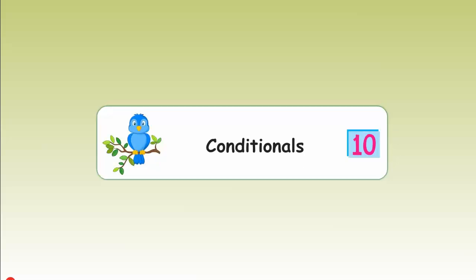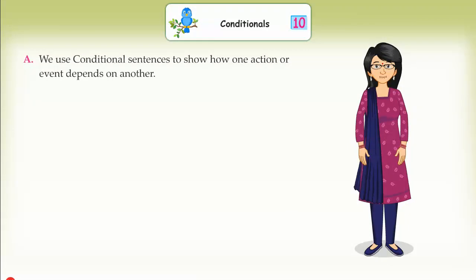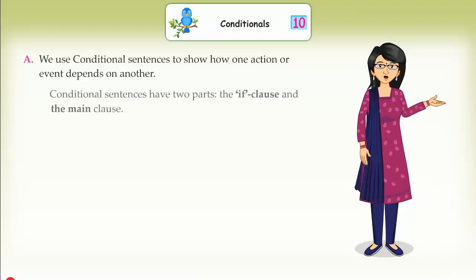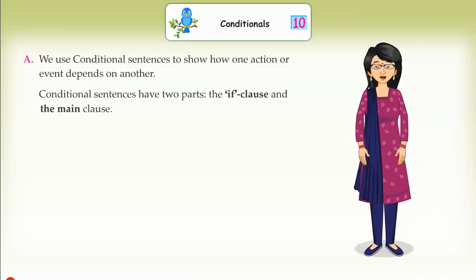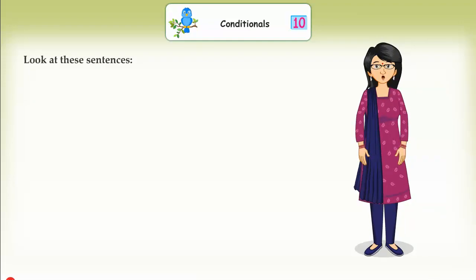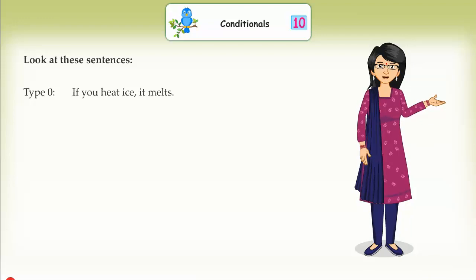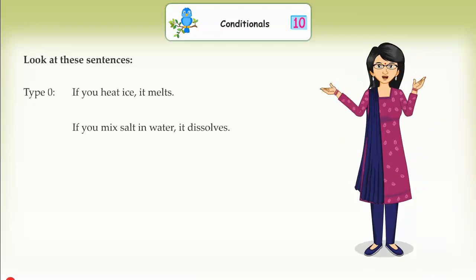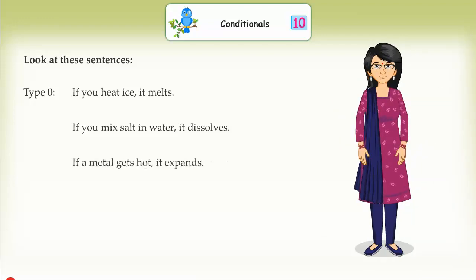Chapter 10. Conditionals. A. We use conditional sentences to show how one action or event depends on another. Conditional sentences have two parts, the if clause and the main clause. Look at these sentences. Type 0. If you heat ice, it melts. If you mix salt in water, it dissolves. If a metal gets hot, it expands.